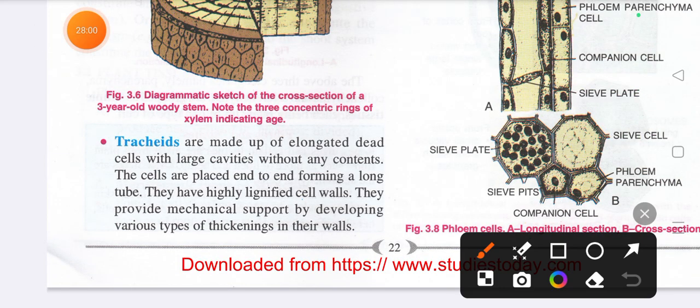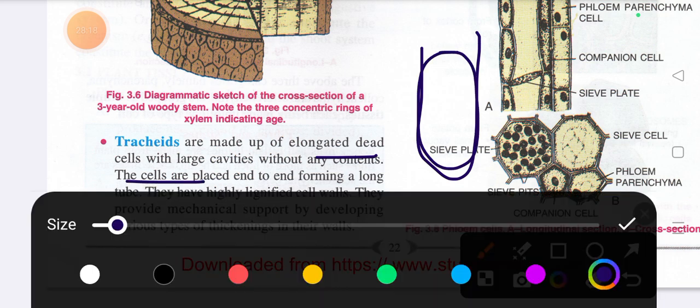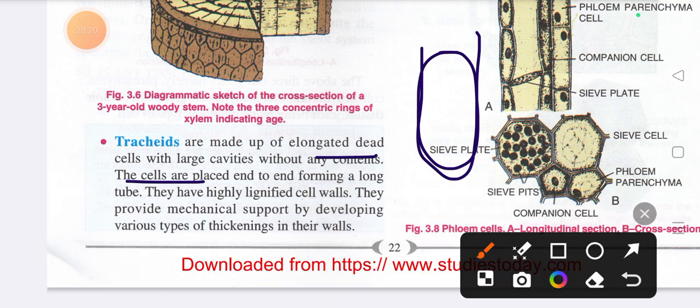Something like this. Alright, tracheids. So tracheids are made up of elongated dead cells with a large cavity without any content. They have a very large cavity. Okay, cavity means hollow space. The cells are placed end to end, forming a long tube. They have highly lignified cell walls.